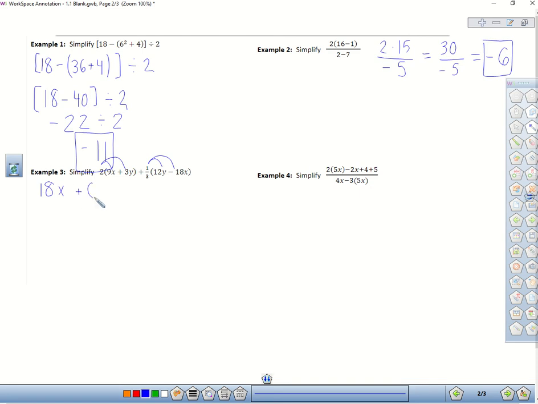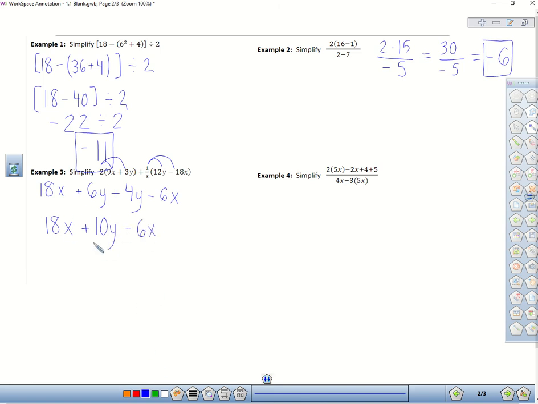18x plus 6y, and then we're multiplying 1/3 times 12y, that's going to be 4y, and that's going to be minus 6x. Now we're to the stage where we have all addition and subtraction, so we're going to work from left to right. So if I try to do that, these two I cannot combine because they're not like terms, but I can combine these two. So I'm left with 18x plus 10y minus 6x.